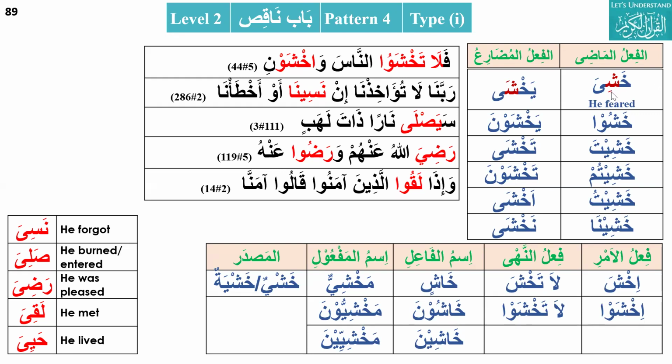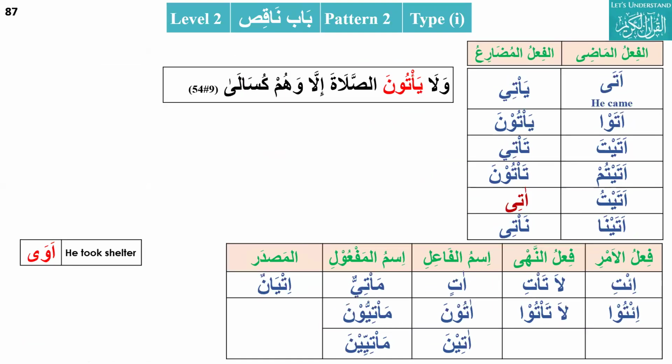If there is a kasra in the singular, the plural will be with damma. Radiya, radu. If there is fatha, the plural will be aw. Yakhsha, yakhshawna. Khashiya, khashu. Similarly khashin, there is kasra, plural will be khashuna. And if the singular is ikhsha, plural will be ikhshaw. Fatha, fatha. But in case of kasra, plural will be with damma. Khashiya, khashu. Radiya, radu. Nasiya, nasu. Laqiya, laqu. Also, while doing Bab Naqis, these four patterns are very important.